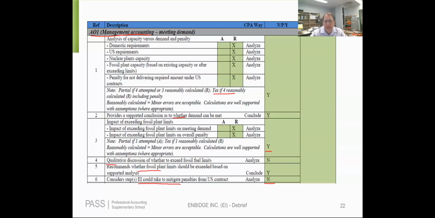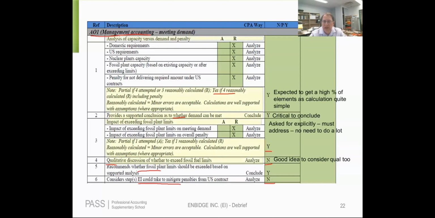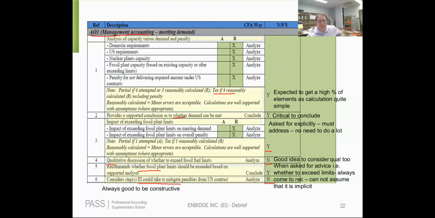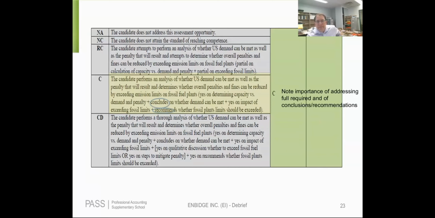Okay, so how does it play out? Critical to conclude, ask for explicitly. Okay, fine. You don't have to do a lot. Good idea, consider it's qualitative. Okay, fine. But do not assume it's implicit. So you always have to have your conclusions. Okay, so I did enough. I didn't do everything. I didn't have the mitigating and stuff like that. I didn't get the competence distinction. Who cares? But I did enough.